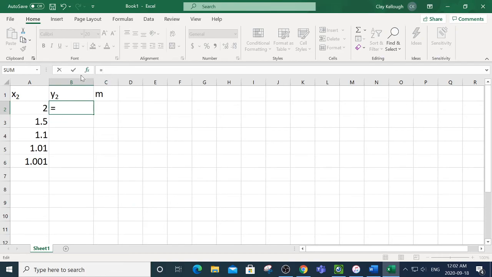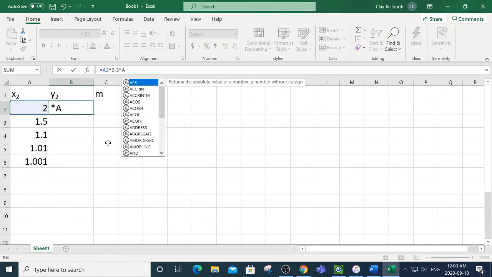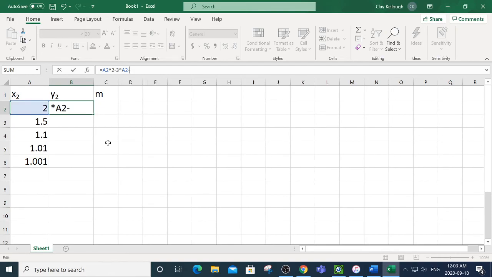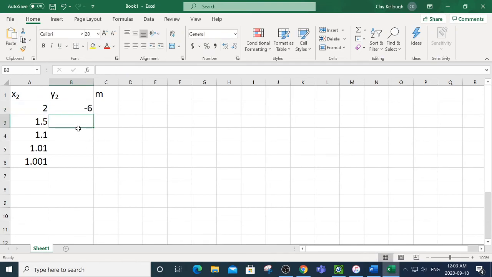I am going to take this number, which is in cell A2. So I'm going to hit A2, and yes, I think you have to use capitals when you do this. A2 squared, and again, that exponent is shift 6, minus 3 times, a shift 8 on a keyboard, times, and again, the same number, x, or in this case x2, which is in cell A2. You have to tell it where the number is you're getting, and then minus 4. And remember, we had -6 for that number? There it is, -6.